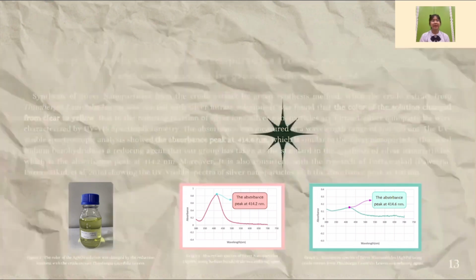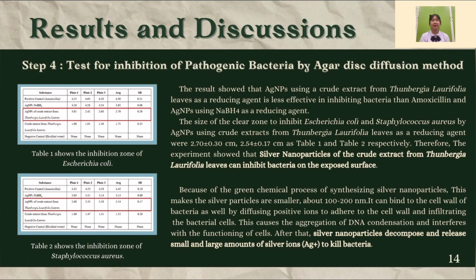And finally, the result of Step 4. Test for inhibition of pathogenic bacteria by the agar-disc diffusion method, using silver nanoparticles made with Crude Extract from Thunbergia Laurifolia leaf as the reducing agent, showed clear zones inhibiting Escherichia coli and Staphylococcus aureus of 2.70 plus or minus 0.30 cm and 2.54 plus or minus 0.17 cm respectively. Therefore, the results show that silver nanoparticles of the Crude Extract from Thunbergia Laurifolia leaf can inhibit bacteria on exposed surfaces.